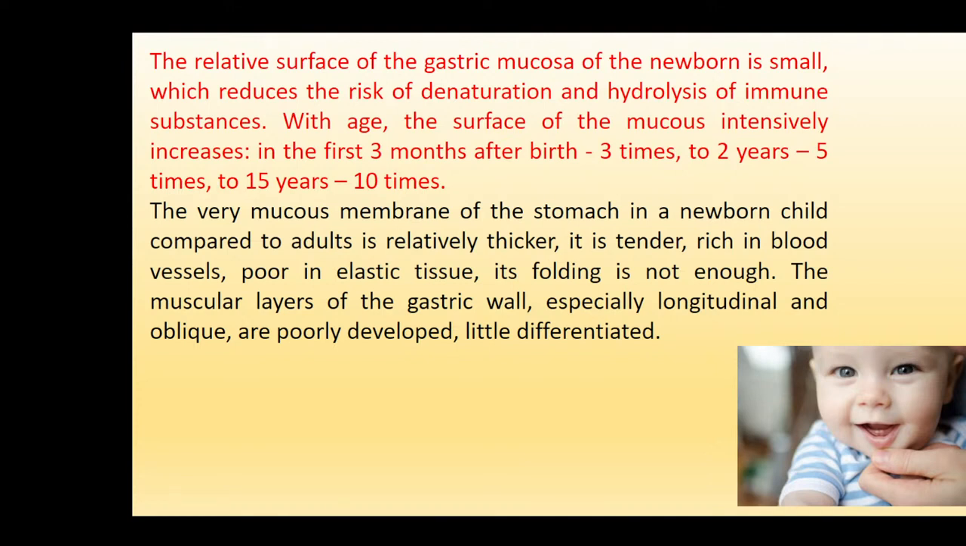The mucous membrane of the stomach in a child, compared to an adult, is relatively thin. It's tender, rich in blood vessels, and poor in elastic tissue. Its folding is not enough. The muscular layers of the gastric wall, especially longitudinal and oblique, are poorly developed and little differentiated.